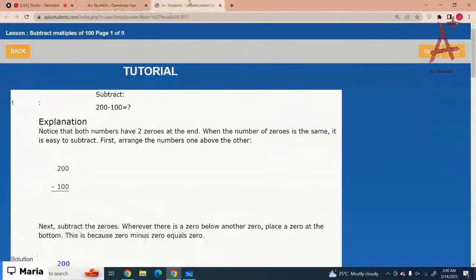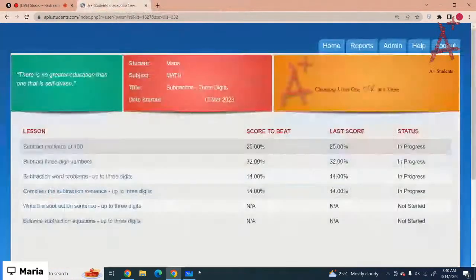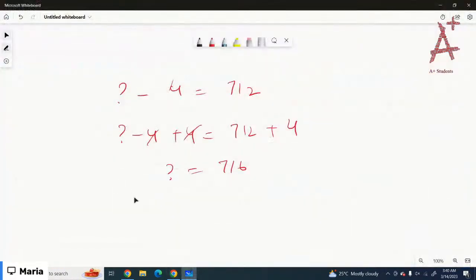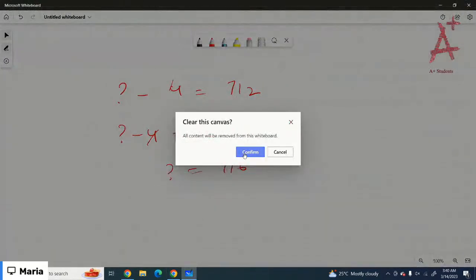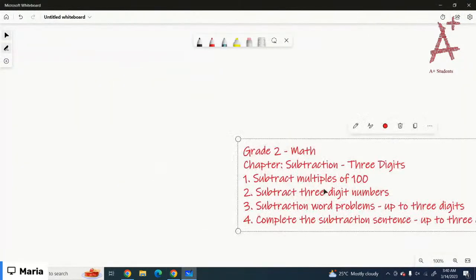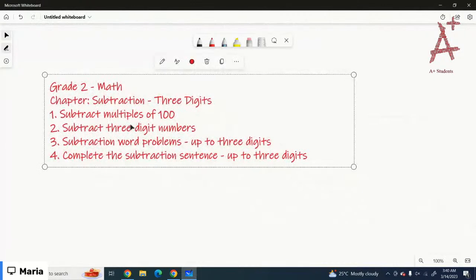Okay, you can complete the test by yourself later today. So we're working on grade 2 maths. The chapter we're working on is subtraction 3 digits. And the lessons we have covered today are subtract multiples of 100, subtract 3-digit numbers, subtraction word problems up to 3 digits, and complete the subtraction sentence up to 3 digits.